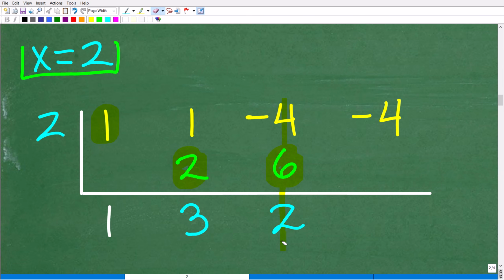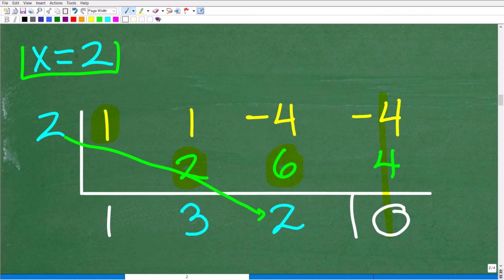All right, so what do you think we're going to do? Well, we're going to repeat the procedure. Now we're going to go 2 times that 2, which is what? Well, that is 4, so we're going to put the answer right there. And then, of course, we're going to add down. Now, our last column right here that we're adding, this is what we call the remainder. So -4 plus 4 is 0.